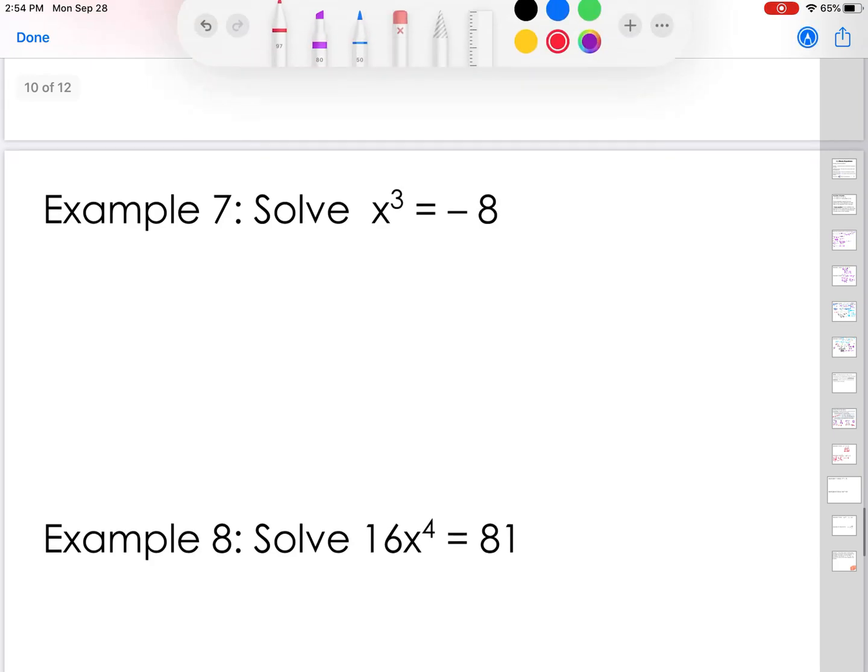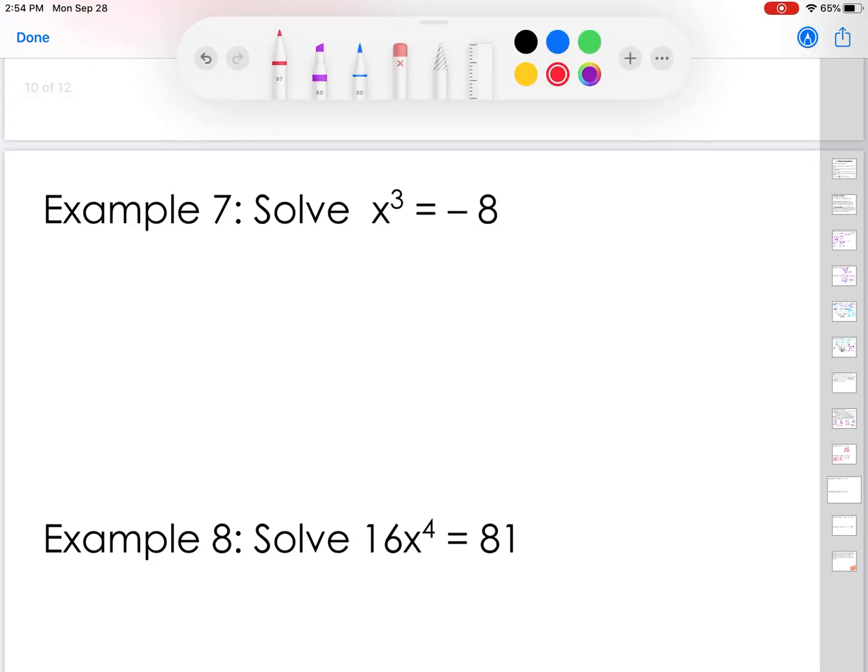All right, number 7, cube root. So to undo the cubed power, the third power, we are going to use the cube root. I can cube root a negative because that is an odd root. So I am allowed to do an odd root of a negative. That's totally fine. That's going to give me a negative solution. All right, so 8.